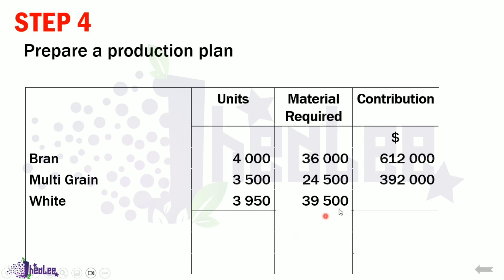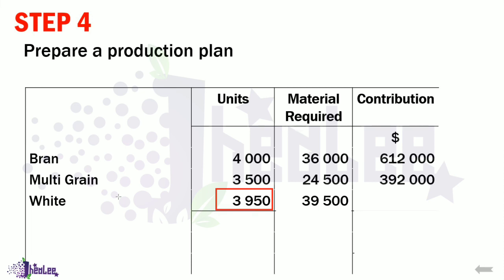How did we arrive at that? The 39,500 kg of material that is left divided by the 10 kg to produce one white bread, and that 10 kg, remember, is coming from the question. We are seeing that the business is only able to produce 3,950 white bread. So based on the limiting factor, the business cannot produce the 5,000 units of white bread that it planned to produce.